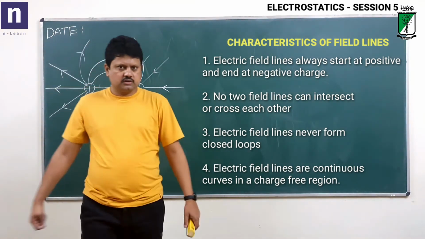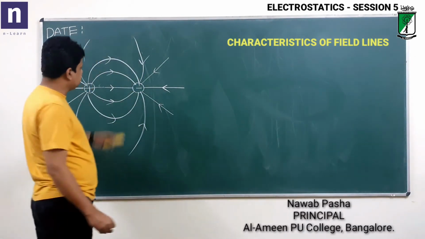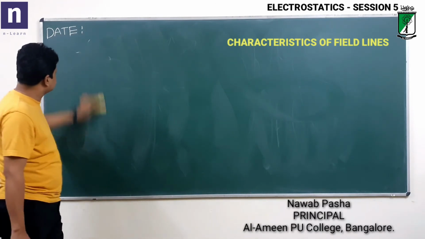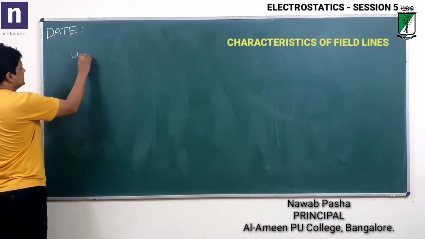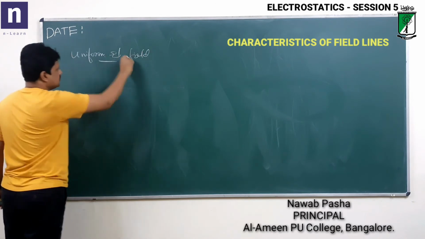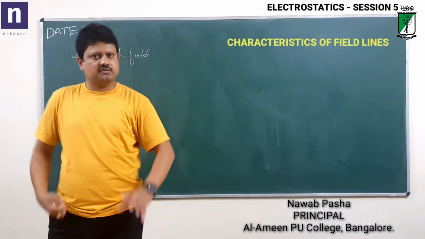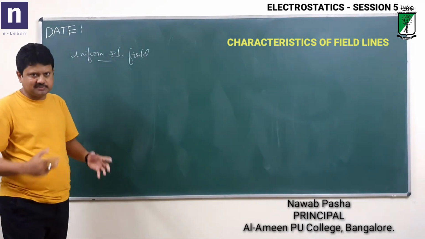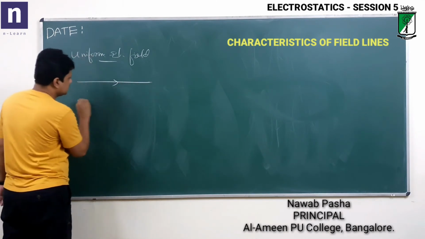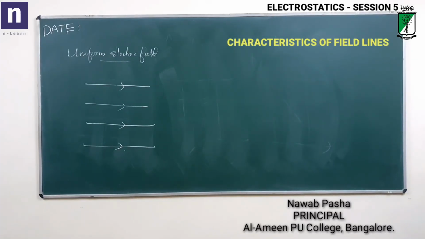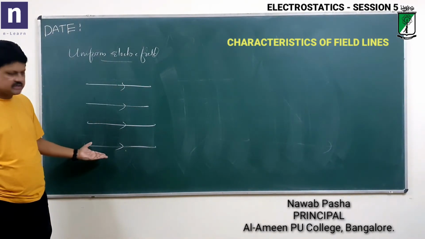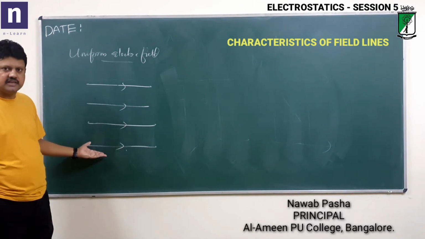Now let me tell you a very important kind of electric field which we will be seeing very often in the discussions. That is called a uniform electric field. Uniform means it has to have the same strength at every point. The strength of the field is the same and it has a common direction at every point, of course. So a uniform electric field is represented by a number of equidistant parallel field lines.